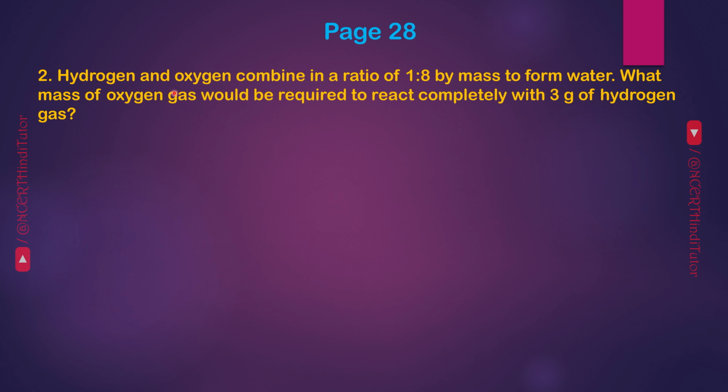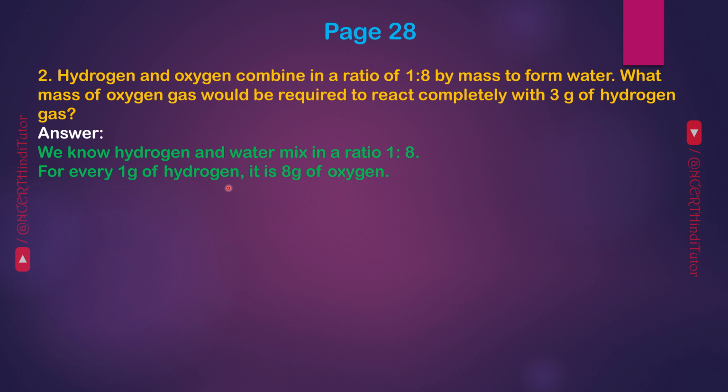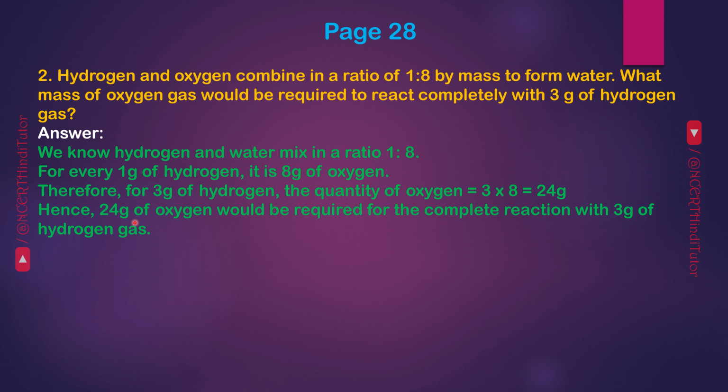Question 2. Hydrogen and oxygen combine in a ratio of 1:8 by mass to form water. What mass of oxygen gas would be required to react completely with 3 gram of hydrogen gas? Answer: we know hydrogen and oxygen combine in a ratio 1:8. For every 1 gram of hydrogen, it is 8 gram of oxygen. Therefore, for 3 gram of hydrogen, the quantity of oxygen is equal to 3 multiplied by 8 is equal to 24 gram. Hence, 24 gram of oxygen would be required for the complete reaction with 3 gram of hydrogen gas.